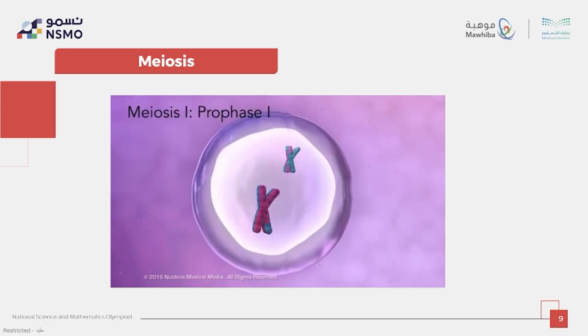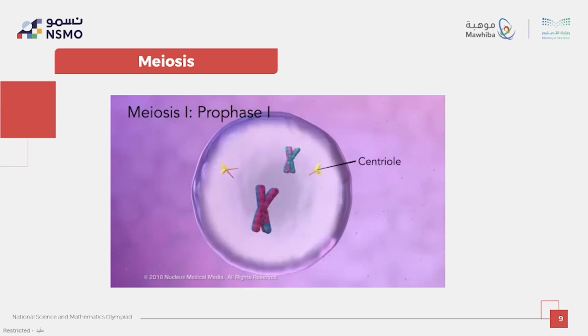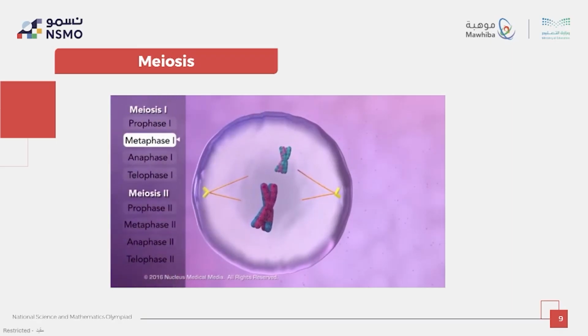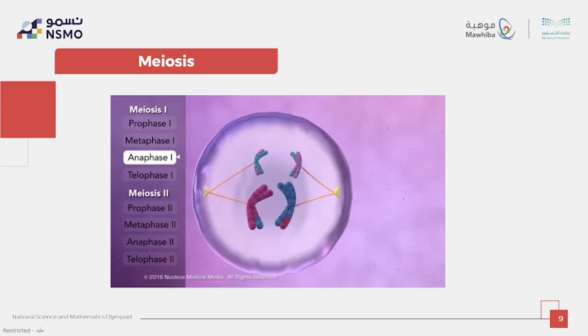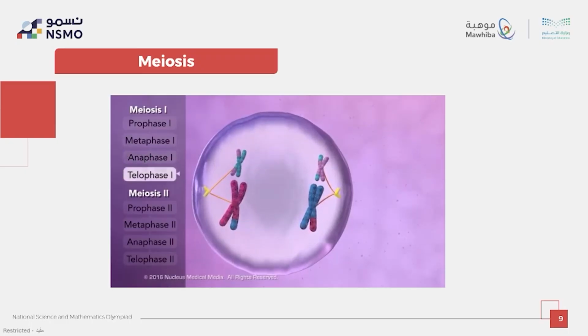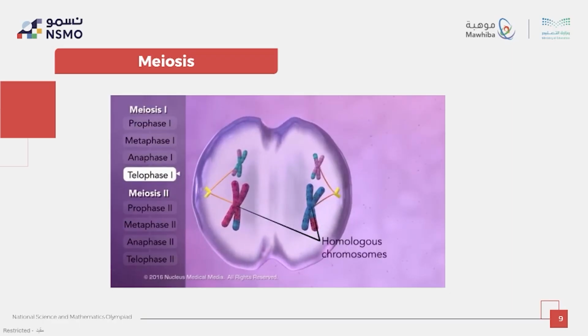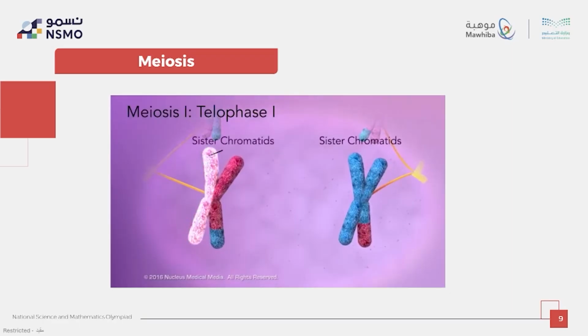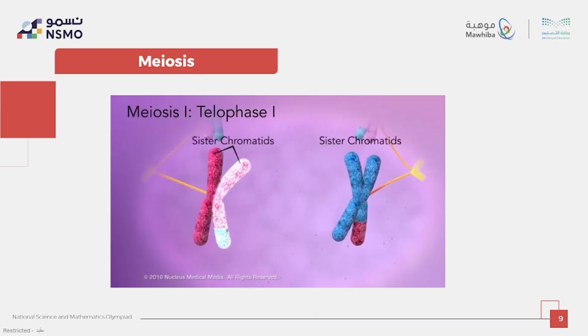Continuing on with prophase 1, the nuclear membrane disappears. The centrioles move to opposite ends of the cell, and spindle fibers fan out from them. Next, in metaphase 1, the homologous chromosomes line up at the equator and attach to spindle fibers from opposite poles. During anaphase 1, spindle fibers separate the homologous chromosomes in each tetrad and pull them to opposite poles of the cell. The cell enters telophase 1 with one chromosome from each homologous pair at separate poles. However, each chromosome still consists of sister chromatids.